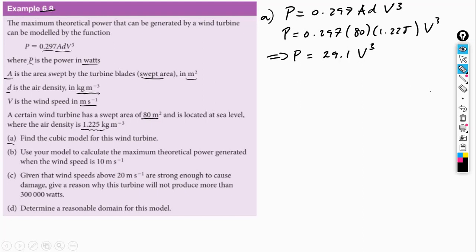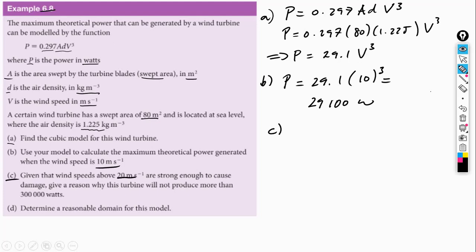For part B, it says use your model to calculate the maximum theoretical power generated when the wind speed is 10 meters per second. So all we have to do is substitute the velocity for 10. So then P is going to equal 29.1 times 10 cubed. So this is 29.1 times 1,000. In other words, it's going to be, in this case, 29,100 watts.